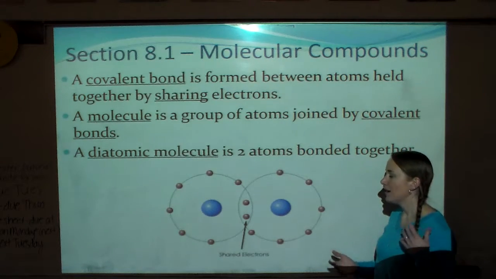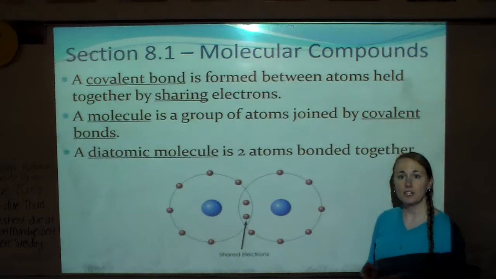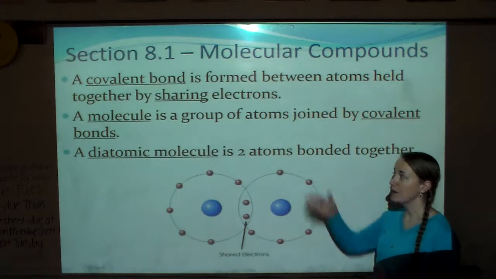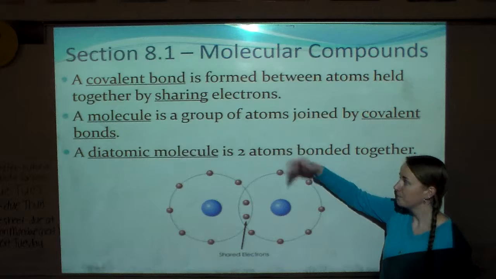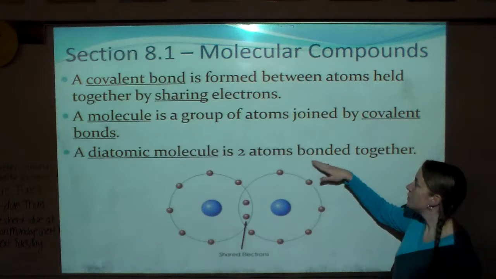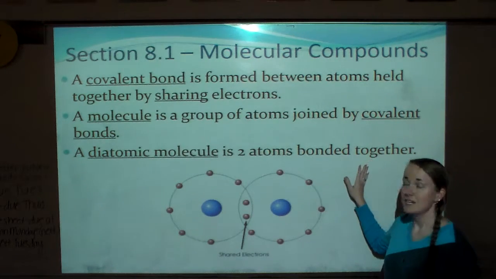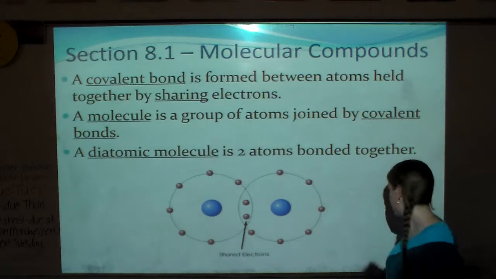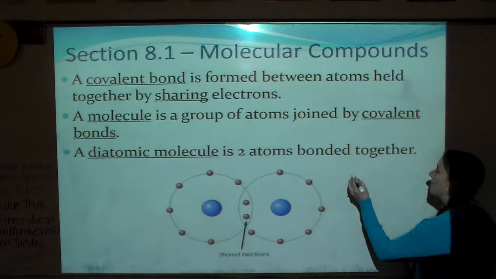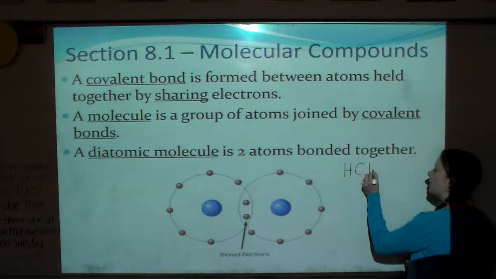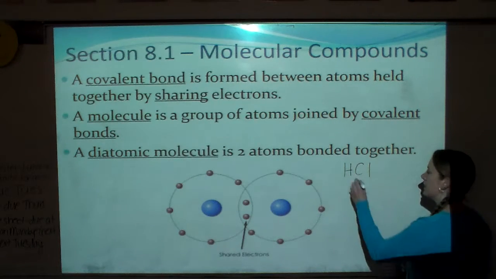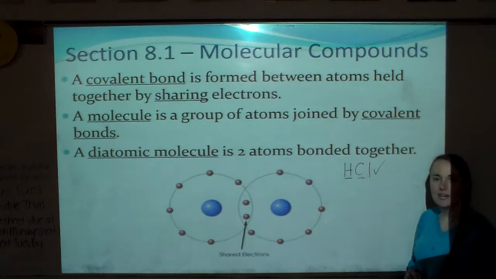So for example, if you have CO2, carbon and two oxygens bonded together with covalent bonds, that would be a carbon dioxide molecule. A diatomic molecule has two atoms bonded together. Now a diatomic molecule could be any two atoms. So for example, HCl. Is that two atoms? Yes, HCl. So it would be diatomic.